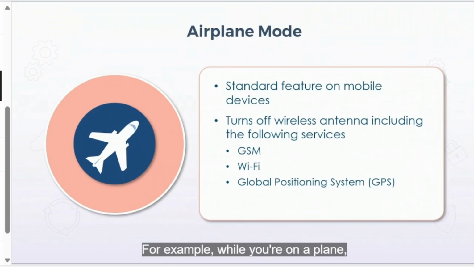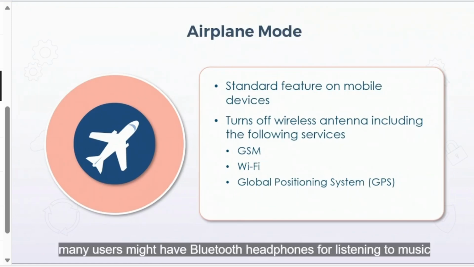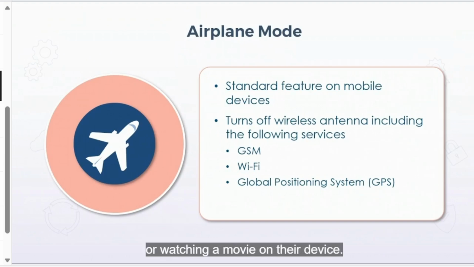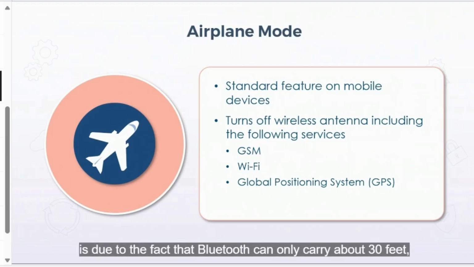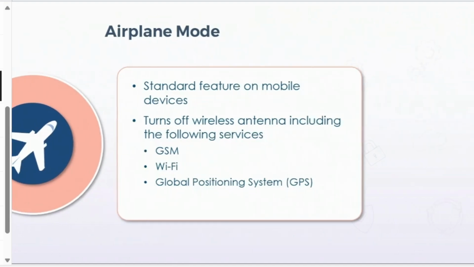For example, while you're on a plane, many users might have Bluetooth headphones for listening to music or watching a movie on their device. And the reason that Bluetooth is usually allowed is due to the fact that Bluetooth can only carry about 30 feet, so it doesn't typically interfere with aircraft communications.